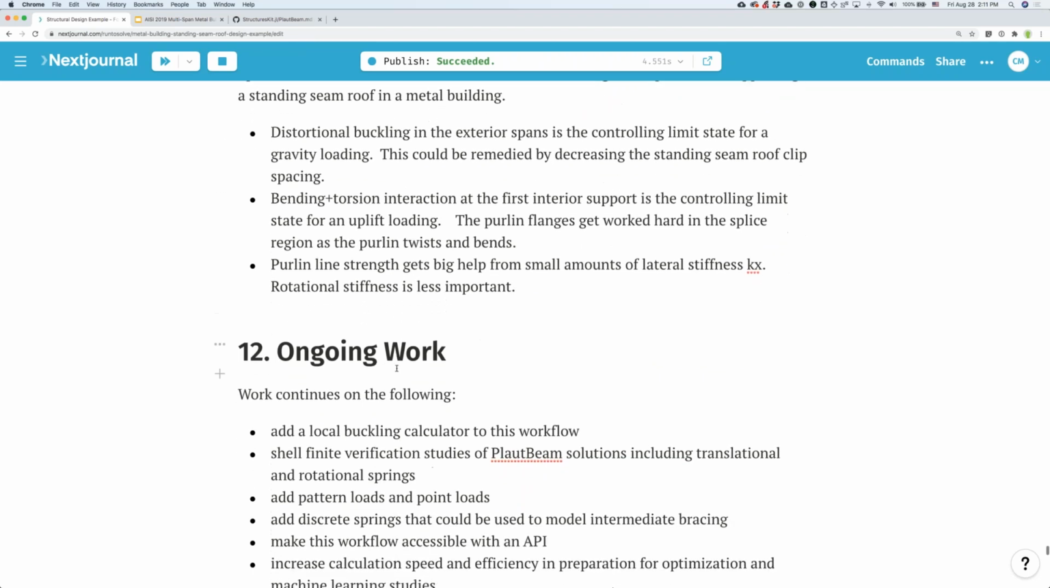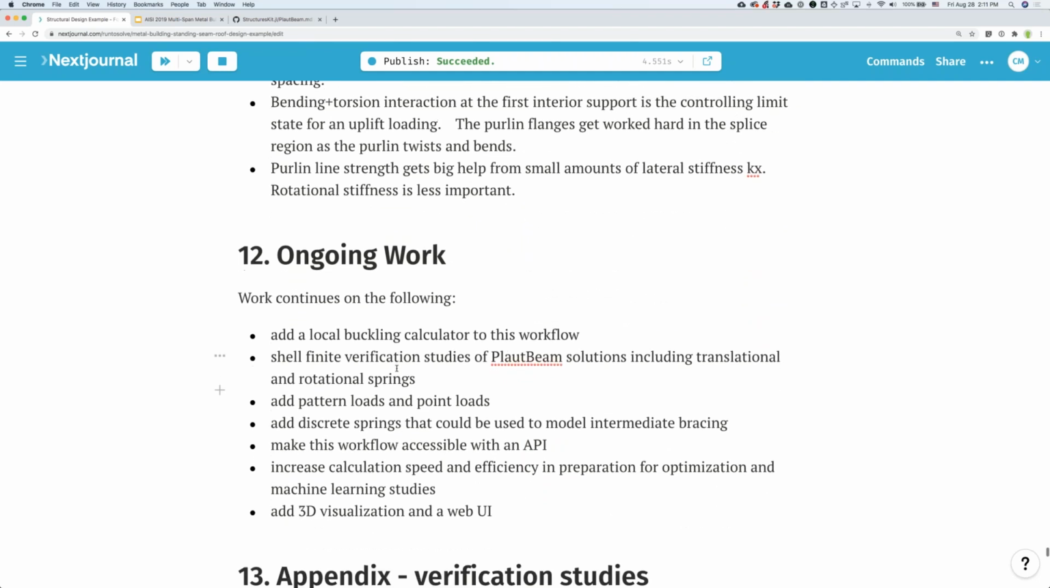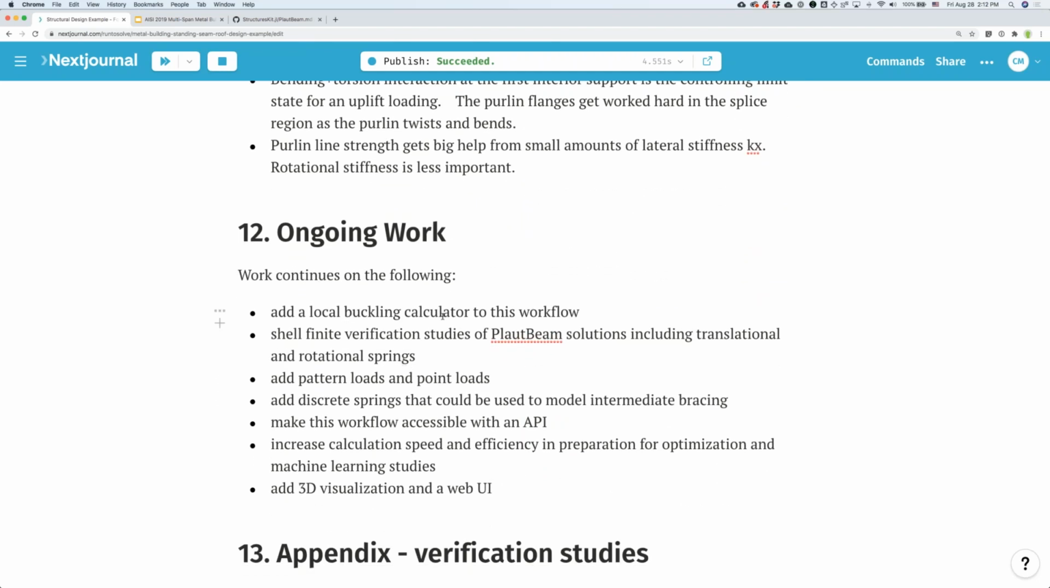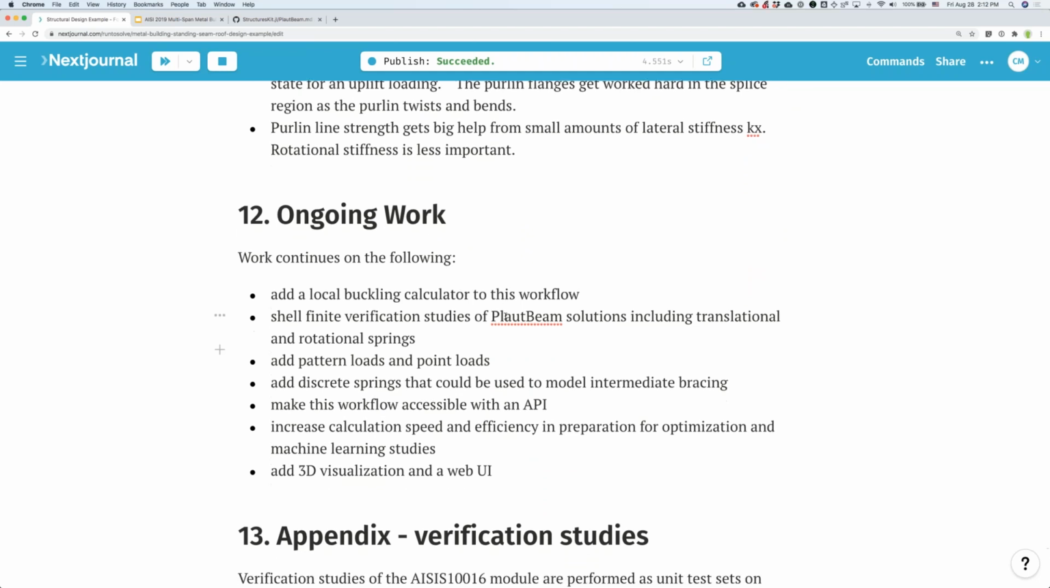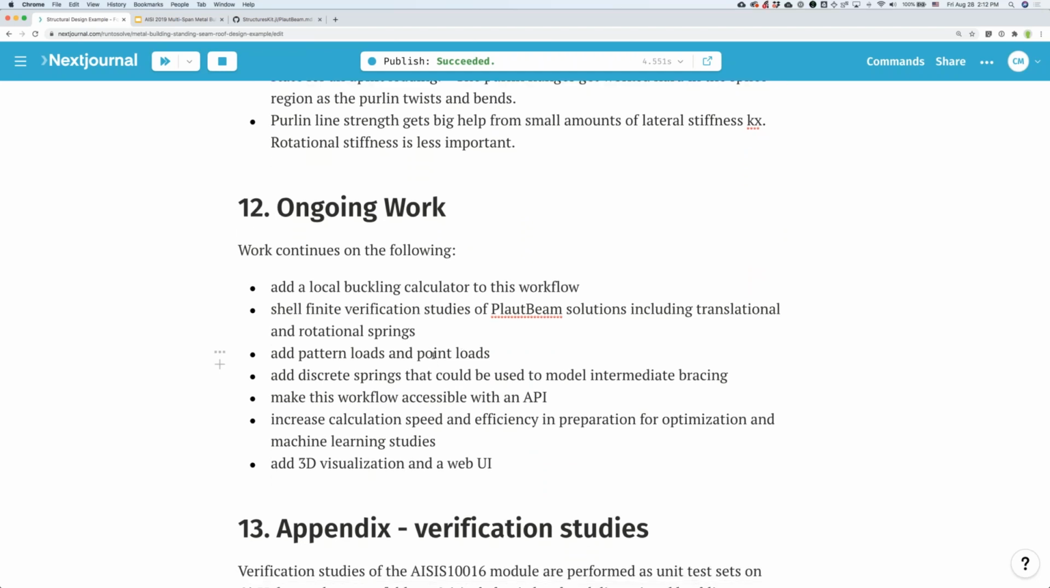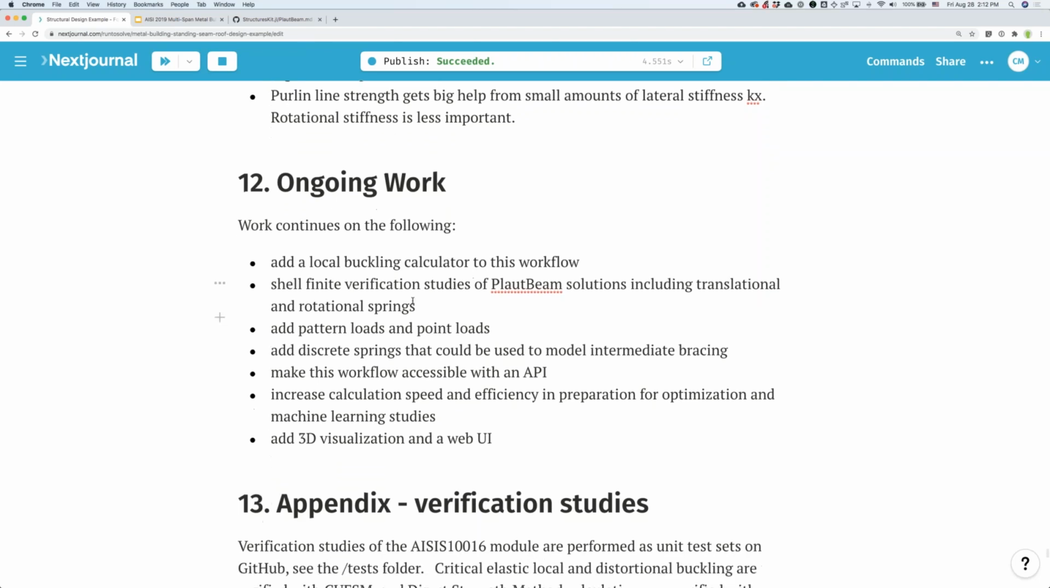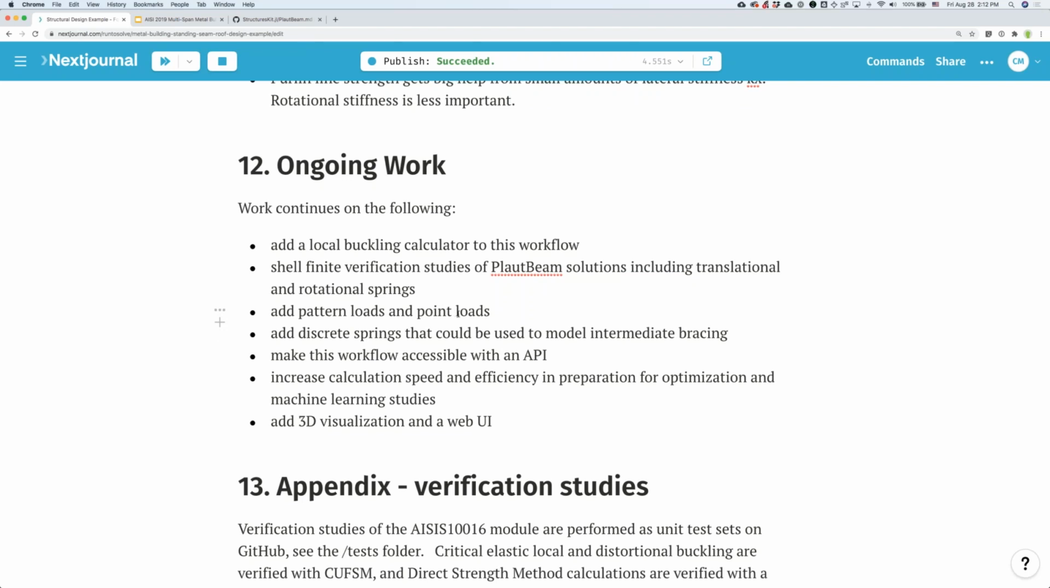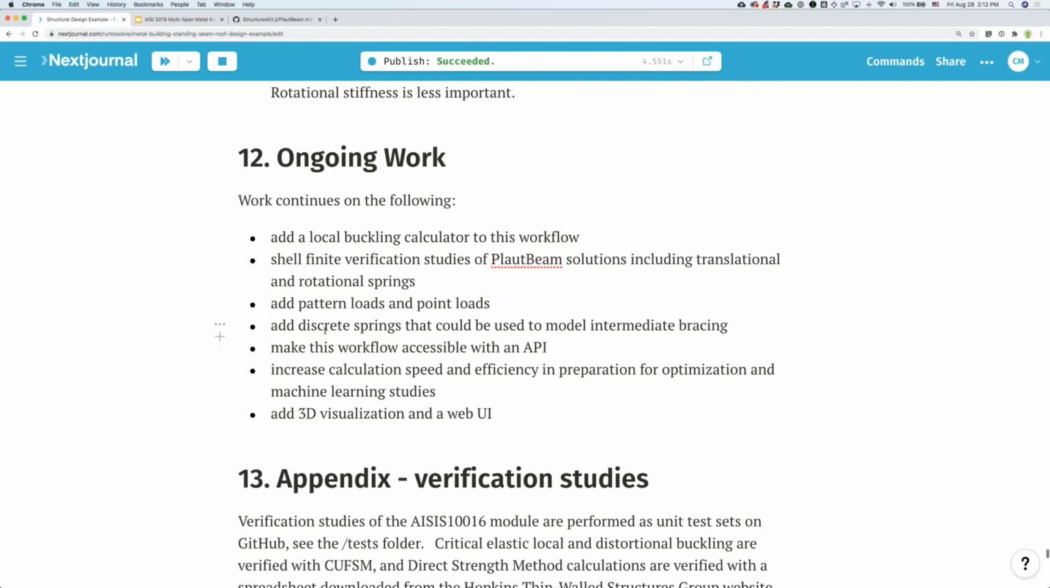I'll go through this ongoing work here. As I mentioned, adding a local buckling calculator to this workflow is important and possible, and it's going to happen. I'll talk a little bit about validation studies, but there are some more validation studies that need to be done. I can add pattern loadings and point loadings, add discrete springs that could be used to model intermediate bracing, and also support points. That's all very possible in this framework.